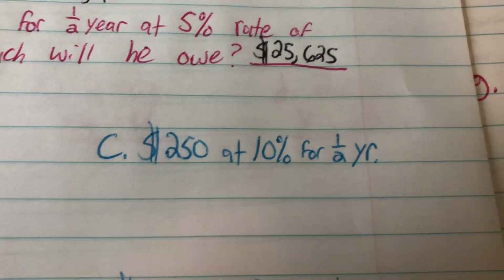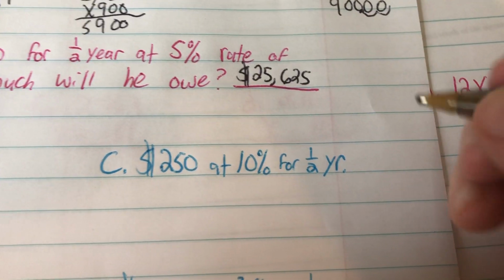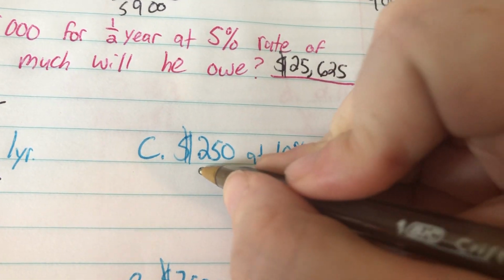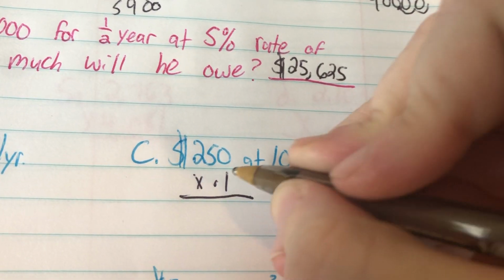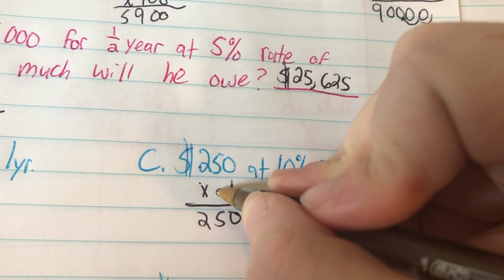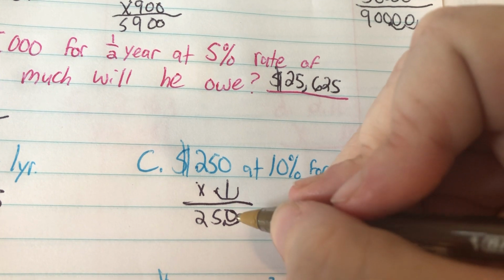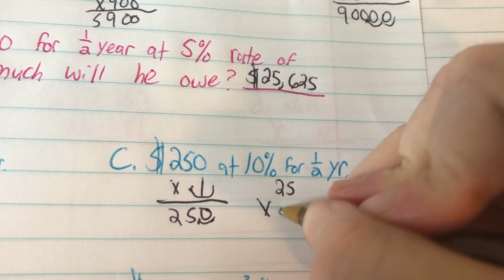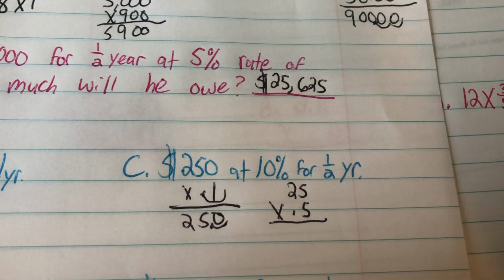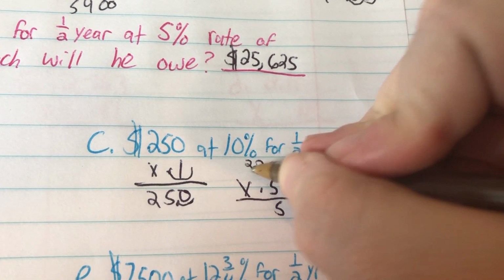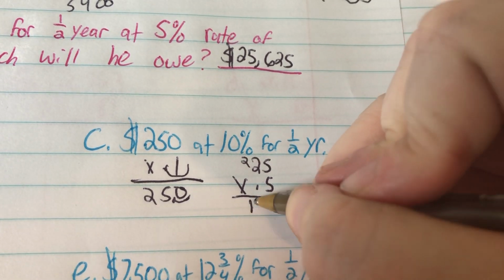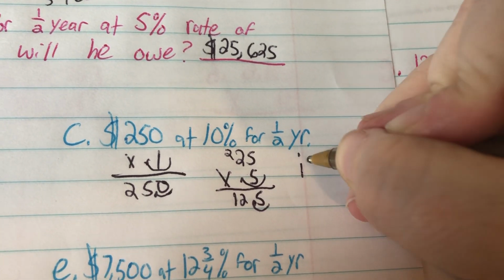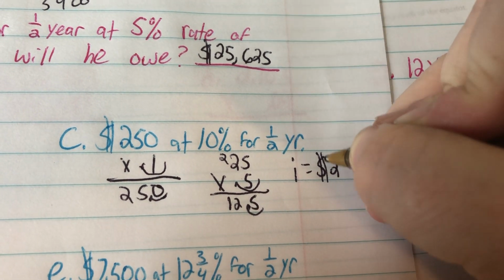Okay, skip ahead to C, $250 at 10% interest for half of a year. So 250 times 0.1, that's 25. Move that over 1. So $25 times half a year. So 25 times 0.5. 5 times 5 is 25. 5 times 2 is 10, plus 2 is 12. The interest that they would owe, my I, would equal $12.50.